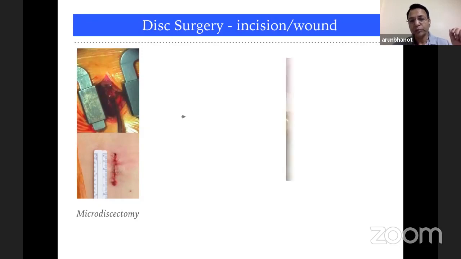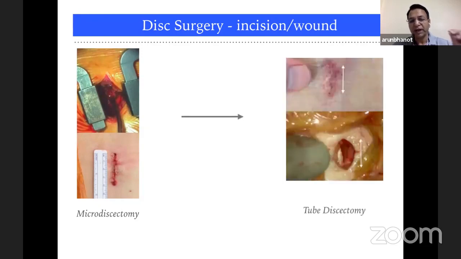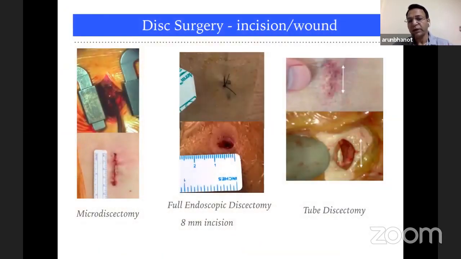So moving on to minimalism, we started with microdiscectomy. Initially, it was good optics inside and a smaller incision, which was further improved by the tube discectomy. And now it is full endoscopy which is kind of taking over. But it is not only the skin size, it is the concept of full endoscopy which is different.